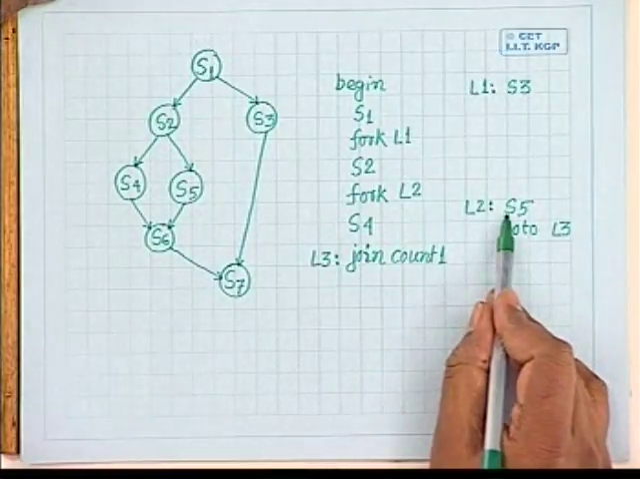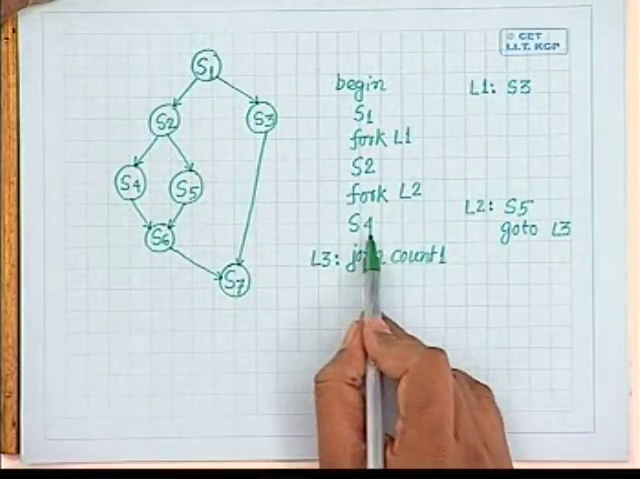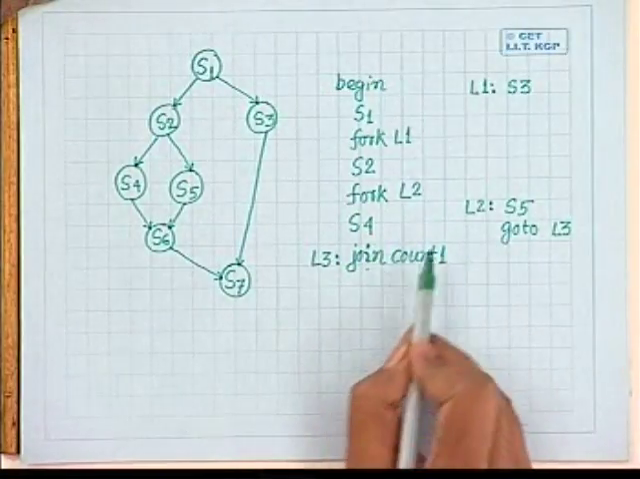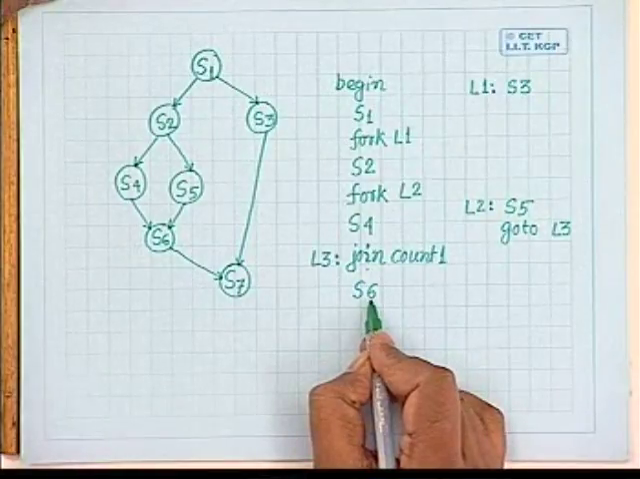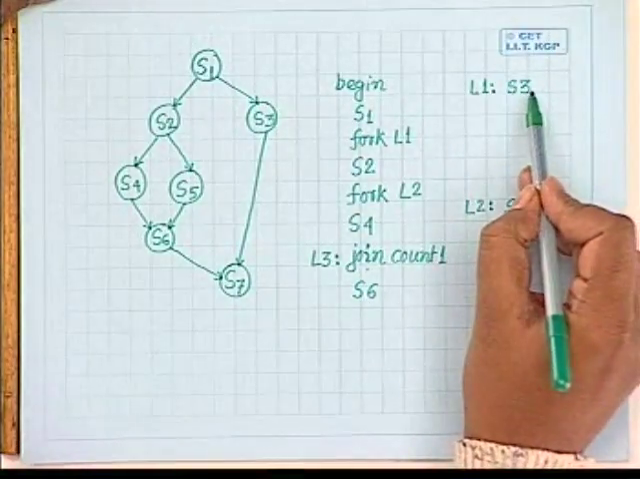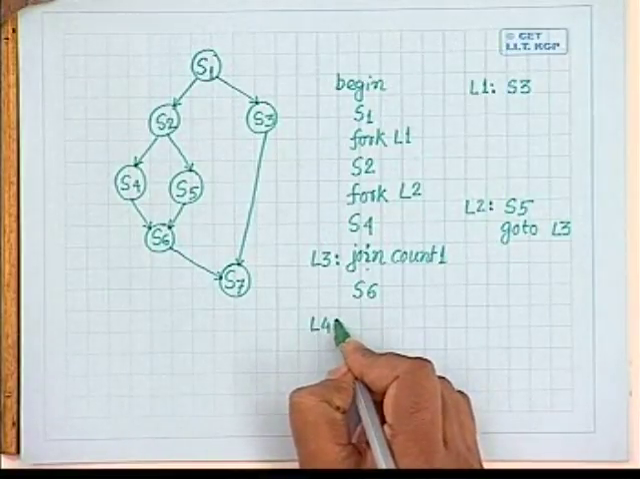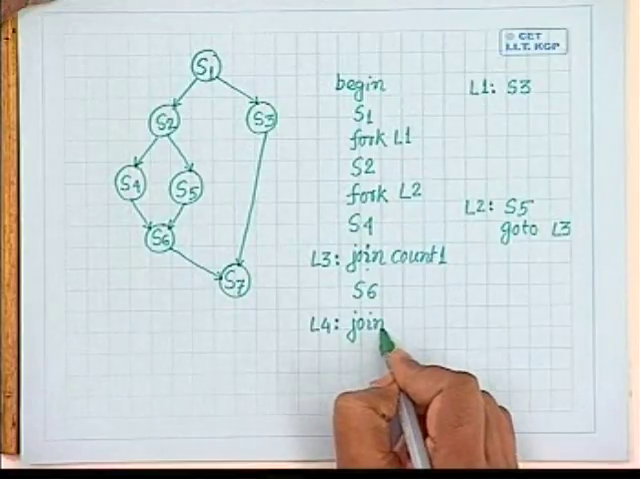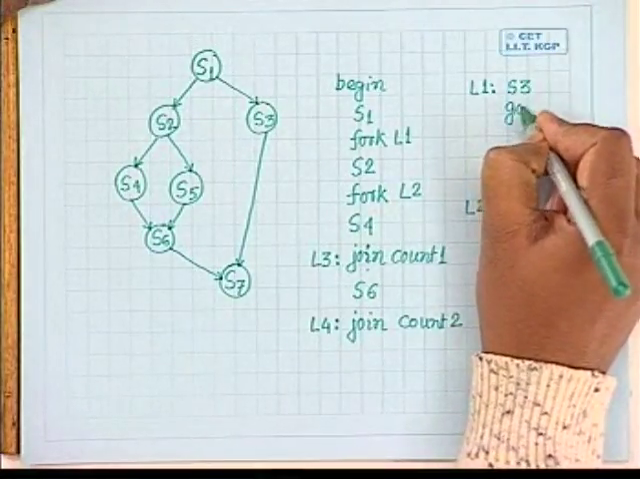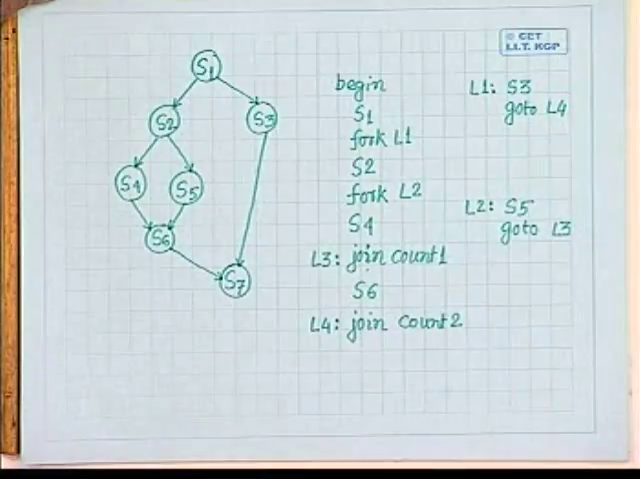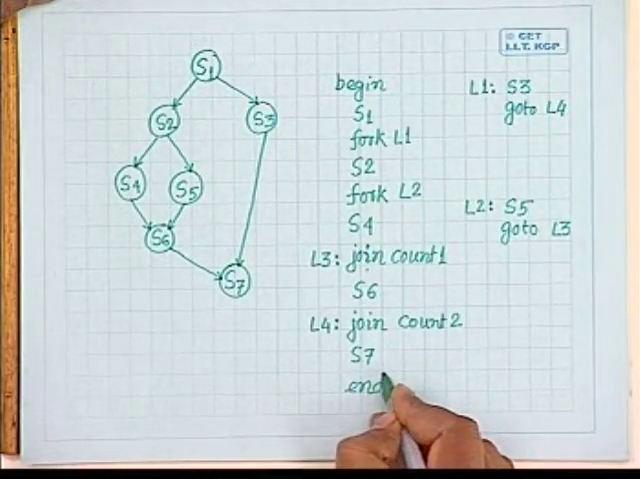After completion of S5, the process comes here and executes join count 1. After S4, this process comes here and executes join count 1. One of these two will be terminated, and the one which survives will continue and execute S6. After completion of S6, I have to combine two processes, one executing S3 and the one executing S6. So I'll put a label L4 with join count 2, and here I'll give go to L4. Then the final one will continue with S7, and then you come to the end of the program.